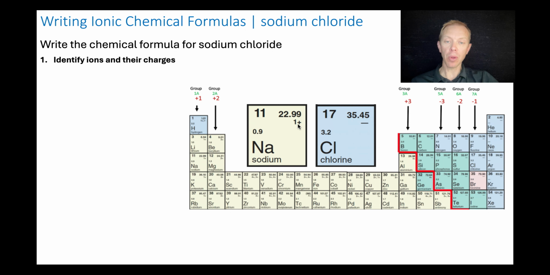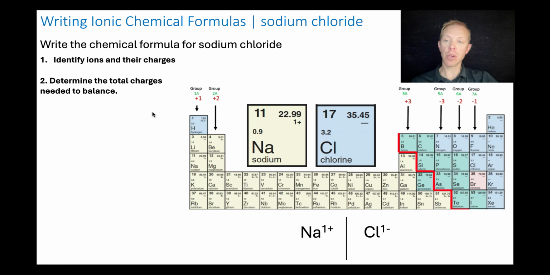From the periodic table, we see that sodium has a charge of 1 plus, and chlorine is going to have a charge of 1 minus. It has a charge of 1 minus because it is found in group 7A and needs to have one more electron in its valence shell to have a full octet.